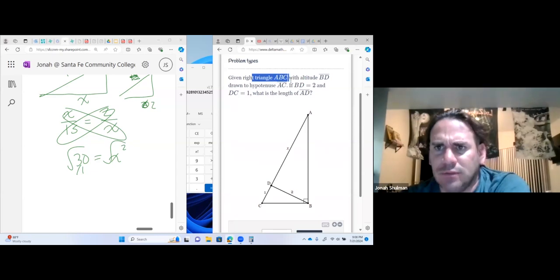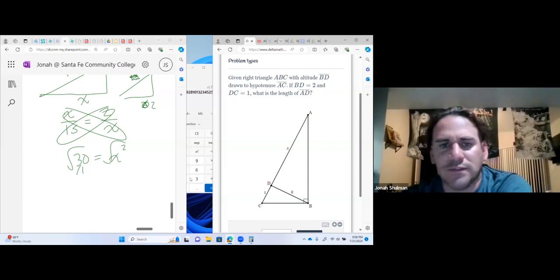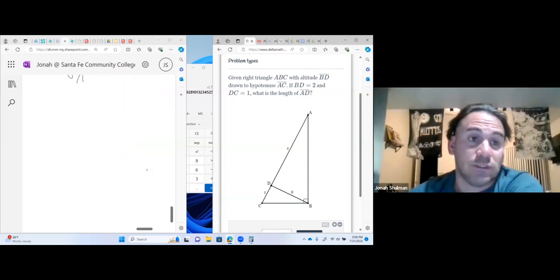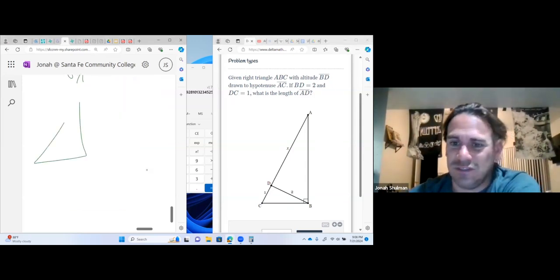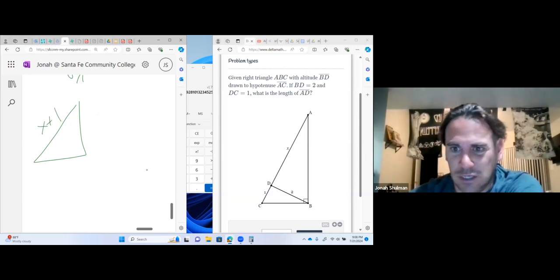Given the right triangle ABC with altitude of BD drawn, if BD is 2 and DC is 1, what is the length of AD? I usually have to trace these things, but I feel like, oh, okay, I see it. I don't know why it took me so long to start visualizing it, because this stuff is tough, right? So we know this is going to be X plus 1. That's this big side, okay? This whole thing is X plus 1.